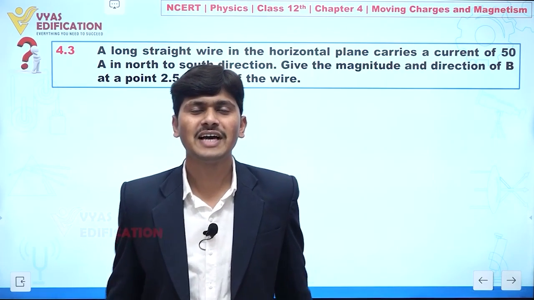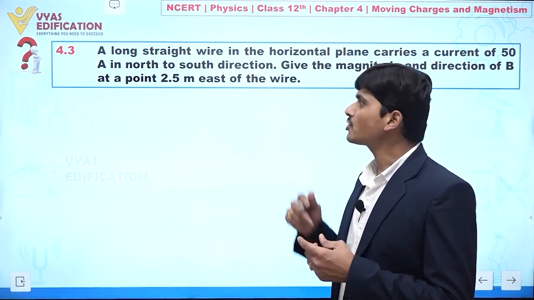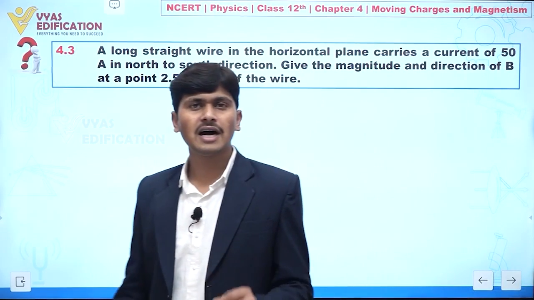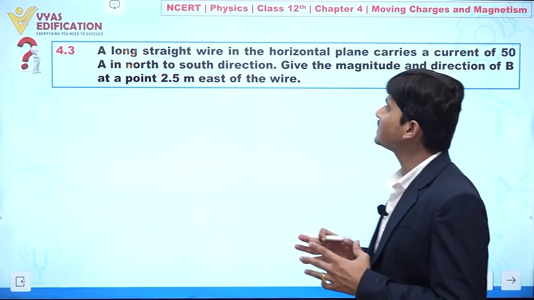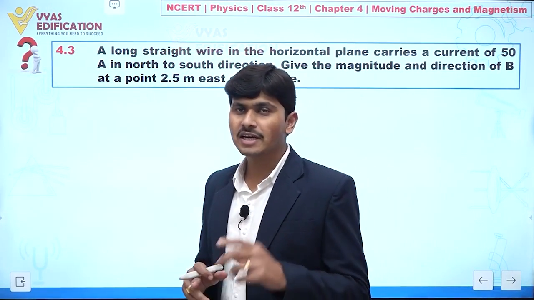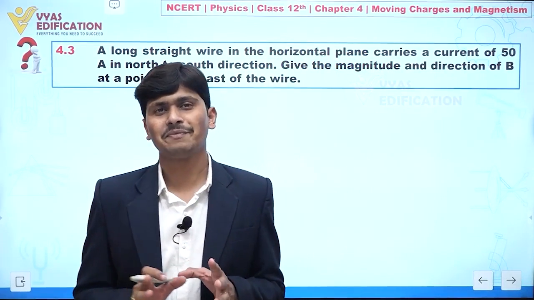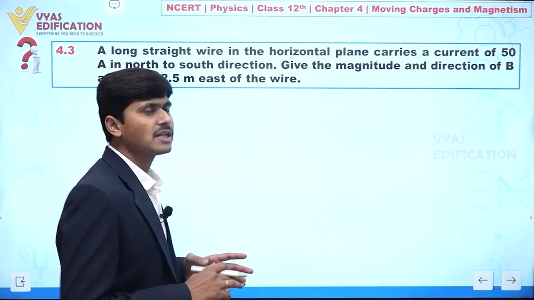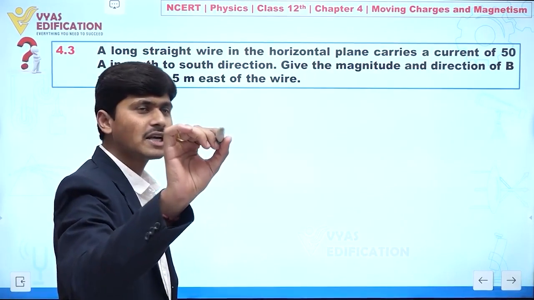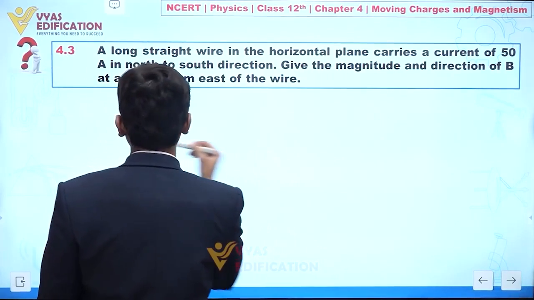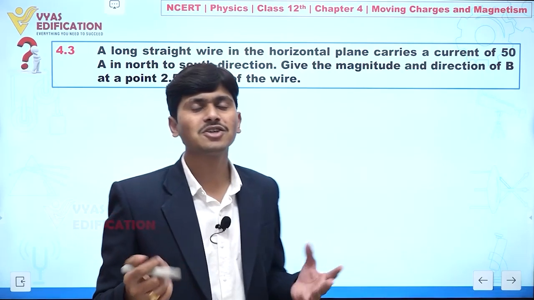Now dear student, we are going to discuss question number 4.3. In this question it is given that we have a long straight wire in the horizontal plane carrying a current of 50 ampere in north to south direction. Now listen very carefully. This is the north direction, this one is the south direction, this is the east direction, and this one is the west direction. But how can we represent this direction on a screen?